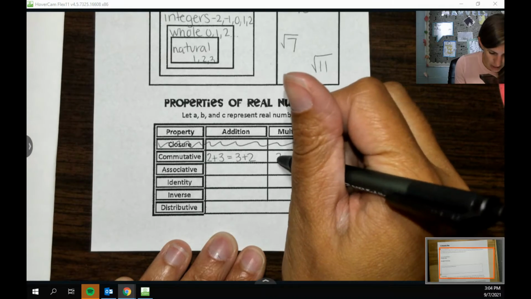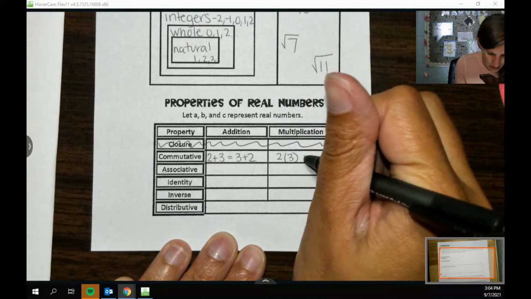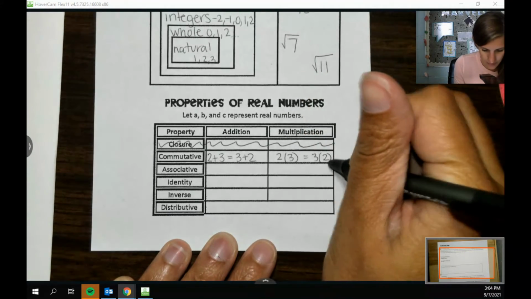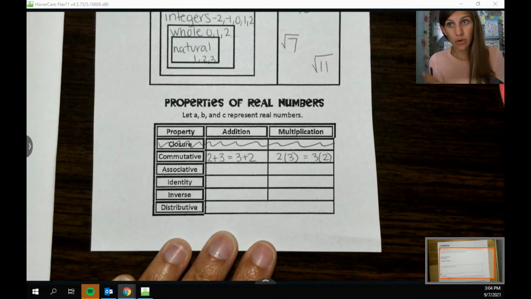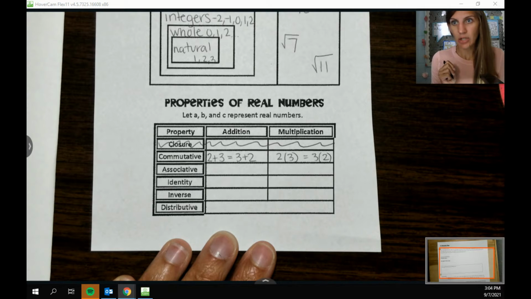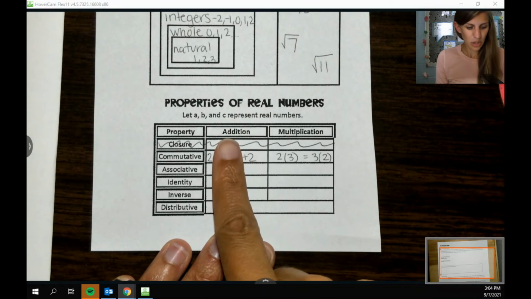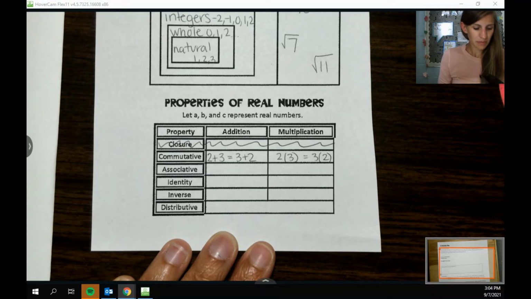But same is true for multiplication. So if I do 2 times 3, same as 3 times 2. I can add or multiply in any order that I choose. The same is not true for subtraction and division, though. This is only for addition and multiplication.